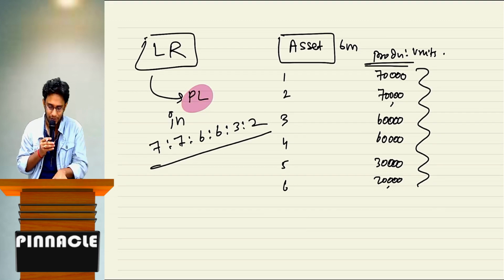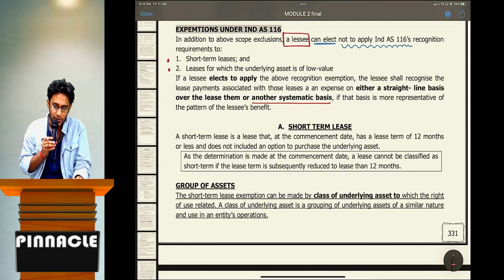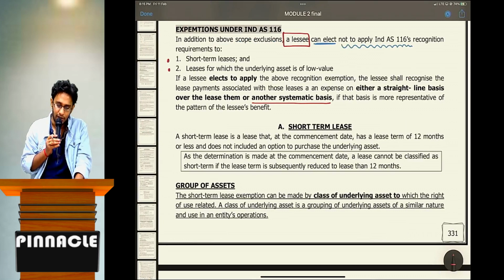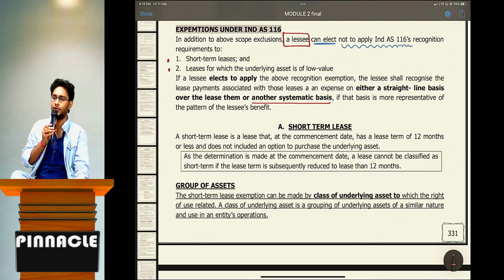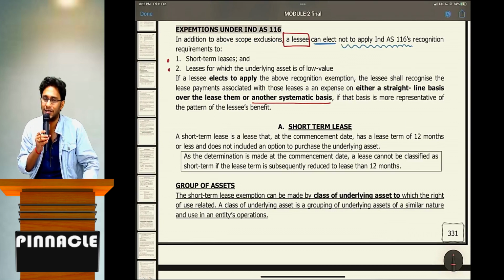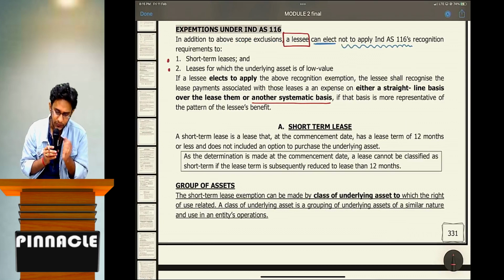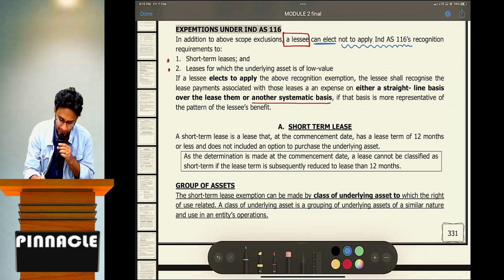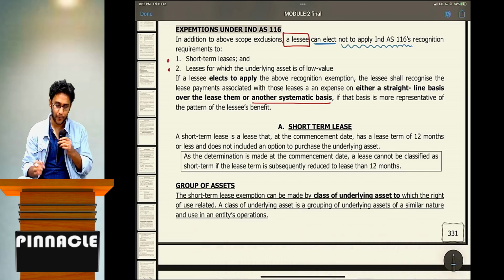So basically this is accounting, sir. So when will you do all this drama? Two cases: short term lease, or lease for which the underlying asset is of low value. Low value. Sir, what is low value? We'll come to that. Now coming to the first aspect, that is short term lease.